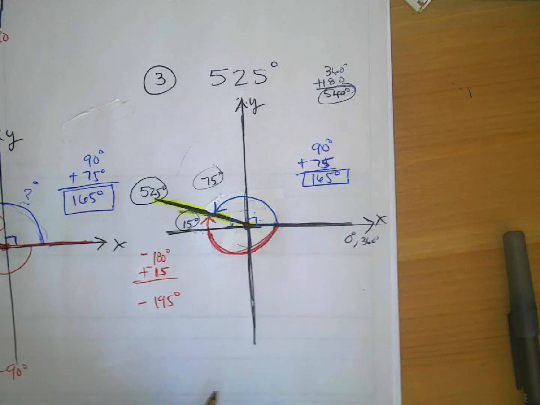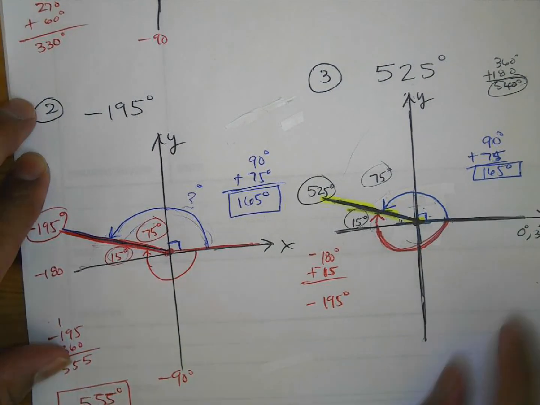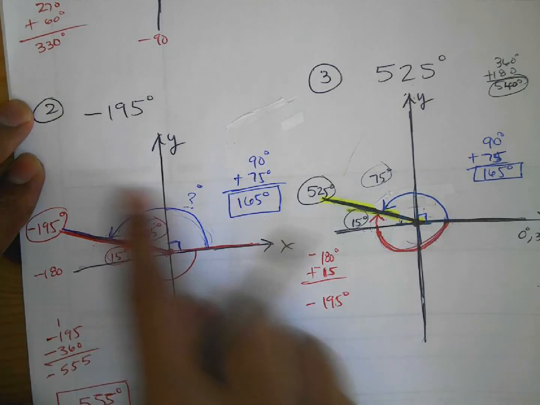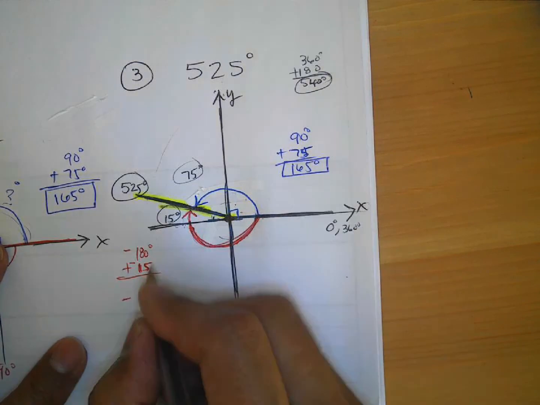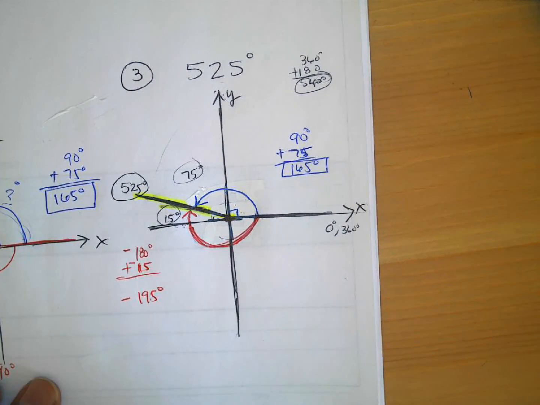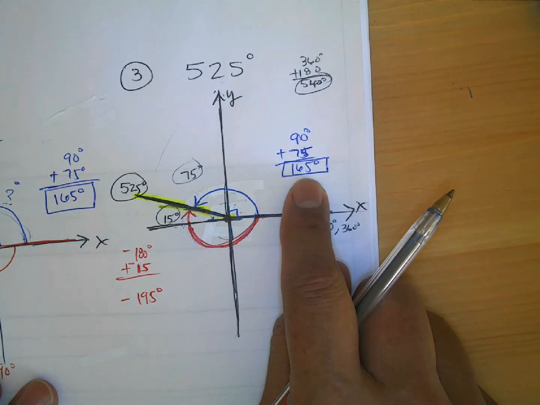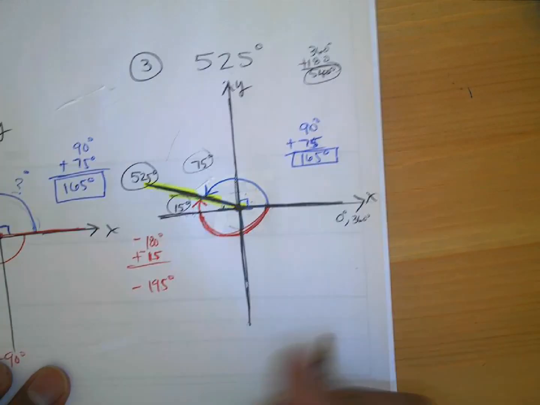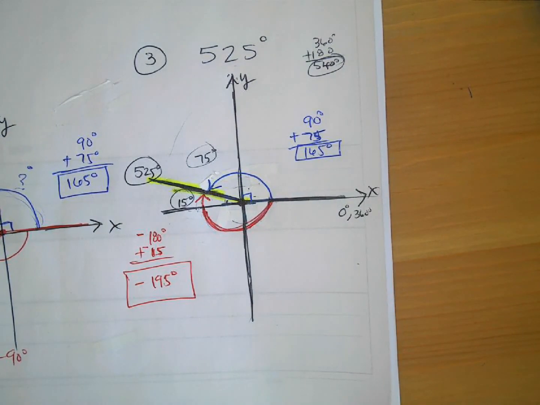I'm just realizing I'm getting the same values as number 2 over here. But see, that's if they give you an angle greater than 360. Coincidence. Anyways, that's the idea, guys. So my positive coterminal angle is 165. The negative coterminal angle is negative 195. All right, good luck with that.